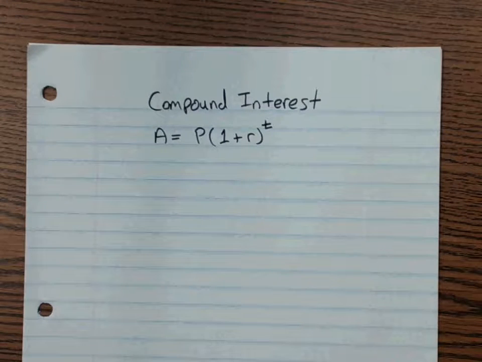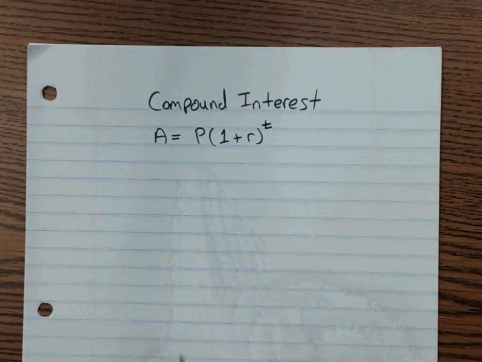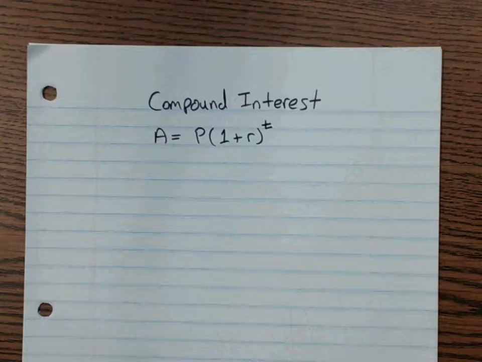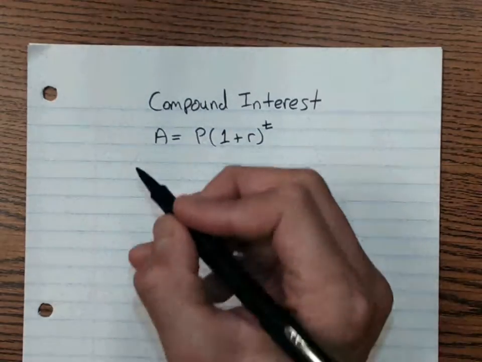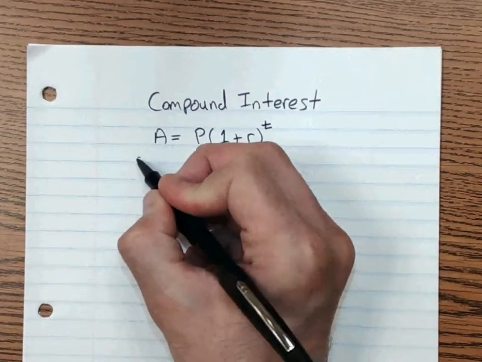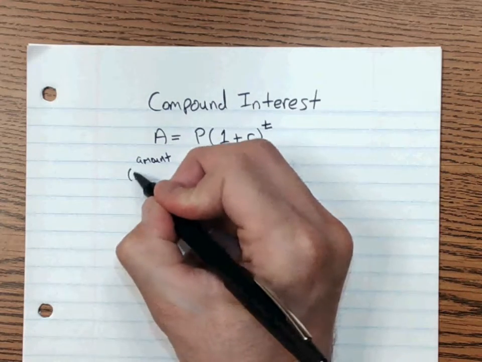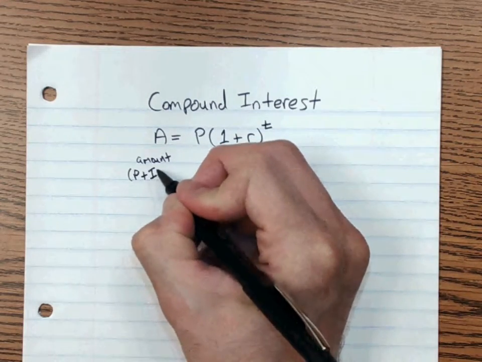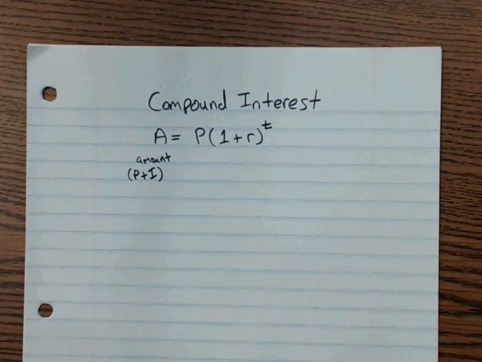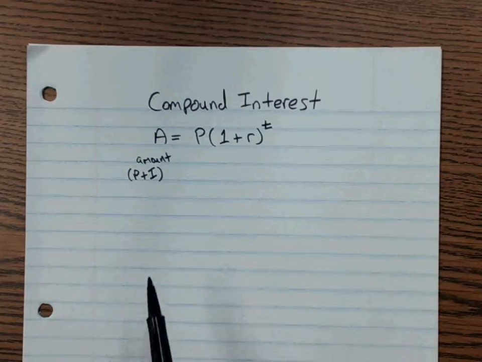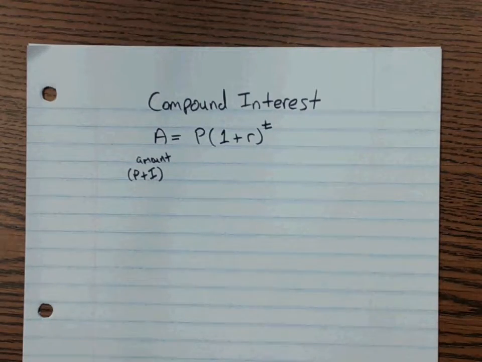So let's go through our formula. It's A equals P times (1 plus R) with an exponent of T. Let's go over our variables. Our variable A means amount. That's the total amount, the principal plus interest earned. That's very different from your simple interest formula, which gives you just the interest. This gives us a total of the principal and the interest.